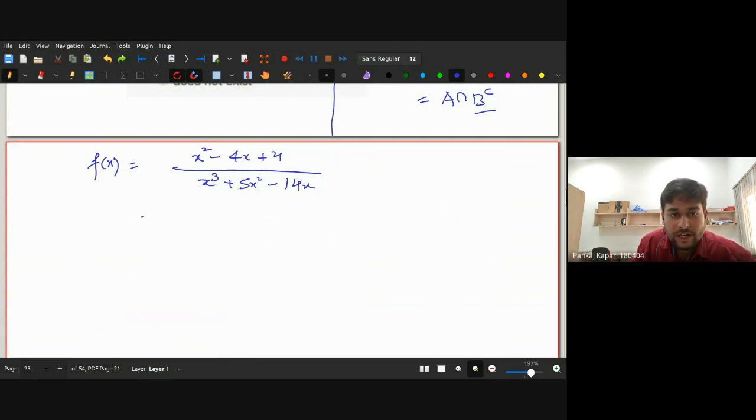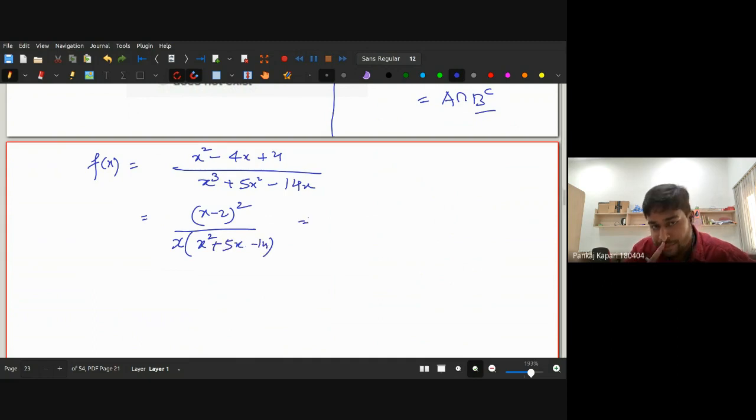Okay, first observe that this numerator you can write as x minus 2 whole square, right? This is the square of x minus 2. And from the denominator you can take x common, and in the bracket you will have x square plus 5x minus 14. Okay, so can we do something here? Can we factorize this x square plus 5x minus 14, or that will not help? That may help, right? Let's see if that helps.